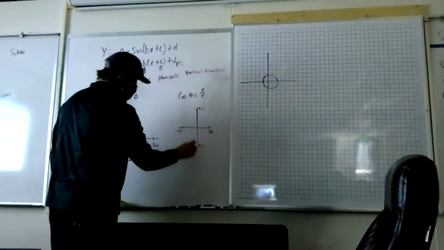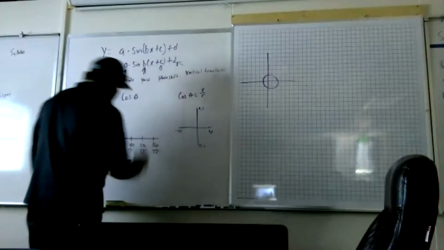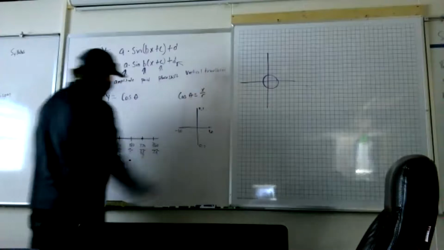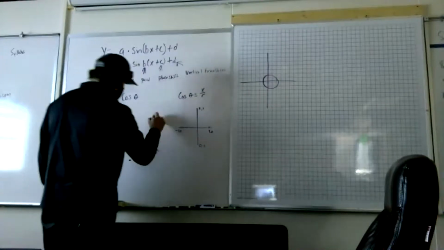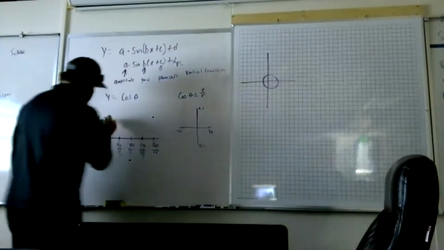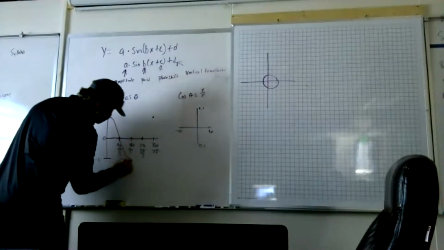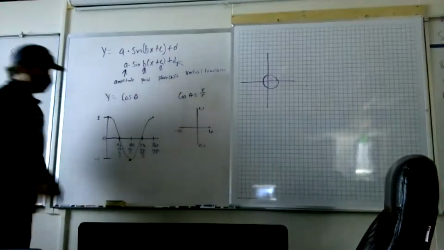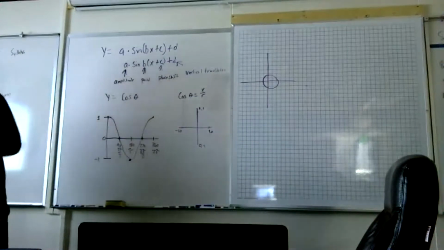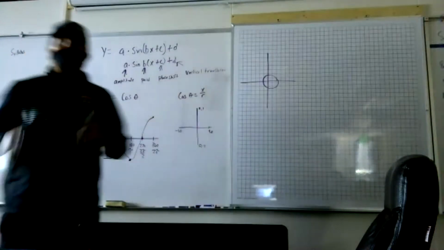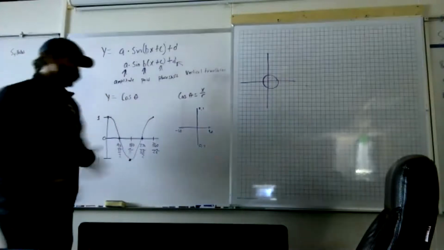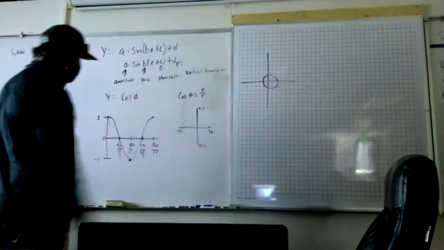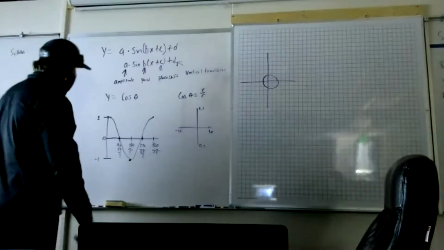At 270, we're back to the y-axis. So it's 0, negative 1. Cosine is the x value, so cosine is going to be 0. And then we're back to 0 or 360, where we had our maximum. And once again, this is one cycle. If you think about it, cosine and sine are the exact same graph, just sine is shifted 90 degrees to the left, or cosine is shifted 90 degrees to the right. However you want to look at it.